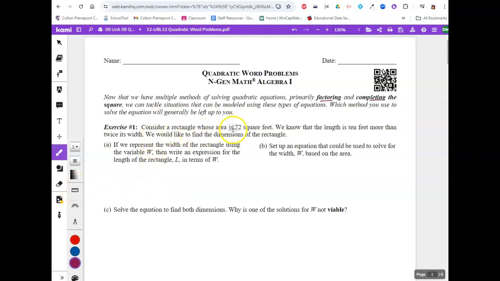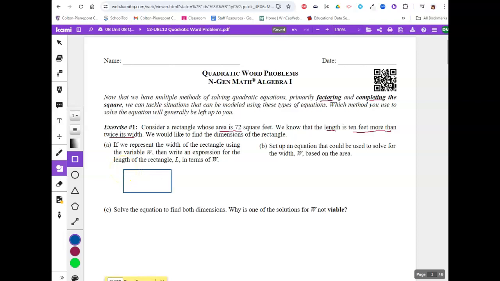All right, let's look at exercise 1. Consider a rectangle whose area is 72 square feet. We know that the length is 10 feet more than twice its width, and we want to find the dimensions of the rectangle. So if I draw a rectangle, here's my rectangle, and it says to represent the width using W. So here's my W, and then write an expression for the length using W. It says the length is 10 feet more than twice the width. So that would be twice the width and 10 feet more, which is 2W plus 10.